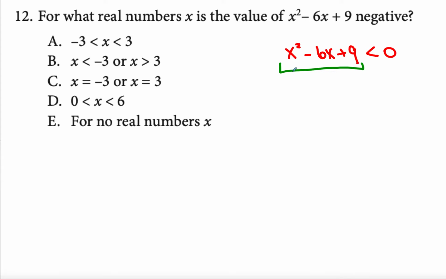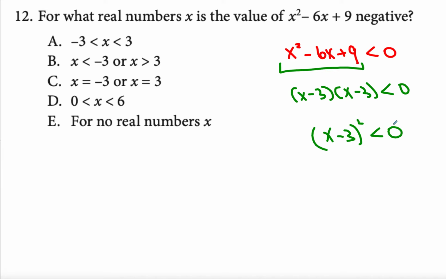I'm not sure if you noticed, this is a perfect square. If you have to factor this one, we get x minus 3 times x minus 3 is less than 0. But that means basically we have x minus 3 squared is less than 0. Now, before we move on further, I want you to think about it. Is it possible for something that's squared to ever be negative? No, that's not possible at all. So our answer is no real numbers x are possible in this case.